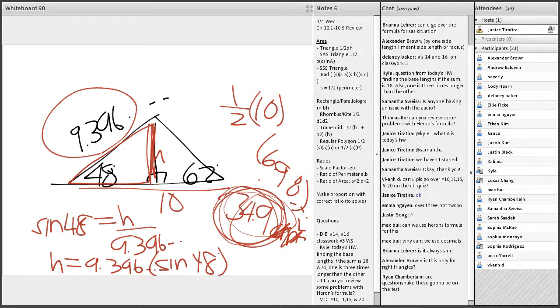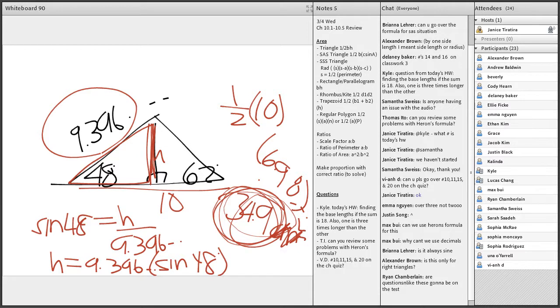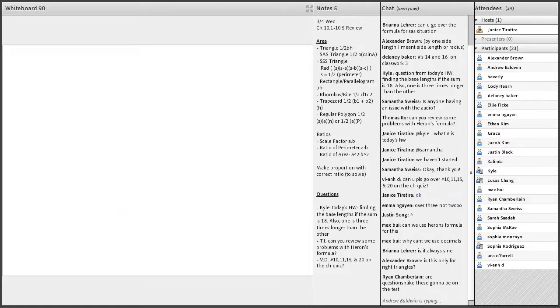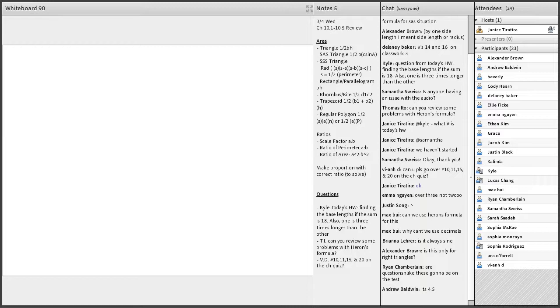Okay, all right, so the next problem I have is Kyle's homework, but Kyle, I don't know if you're still here. I don't know if you ever answered my question. I don't think you did. So Kyle, you earlier said a question from today's homework: finding the base lengths if the sum is 18. Also, one is 3 times longer than the other. Oh, is that one problem? Maybe. Okay.